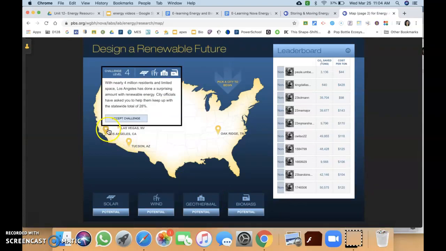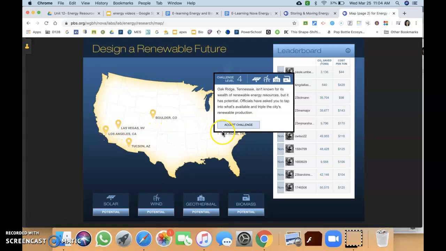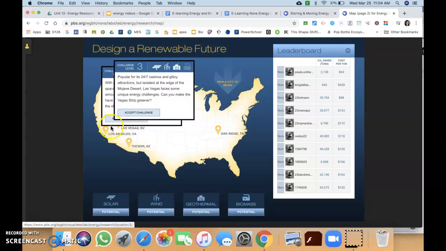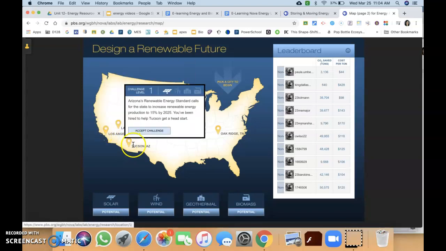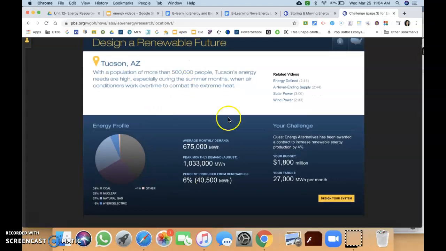So there are locations here. I could start in Tucson, Los Angeles, Vegas, Boulder, and Tennessee. If you take a look, there's a level 4 challenge, 2, 1, 3, and 4. I would start with a level 1 first and work your way up. So here's Tucson, Arizona. Here's the average monthly demand that they need. The peak demand is usually in August. Makes sense. It's the hottest there, so they're going to be running their air conditioners quite a bit.